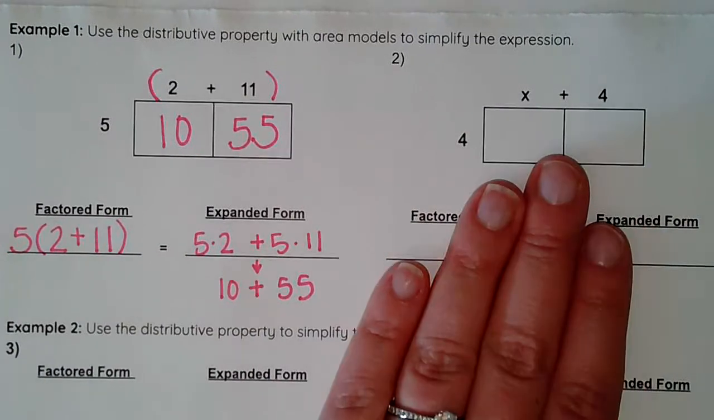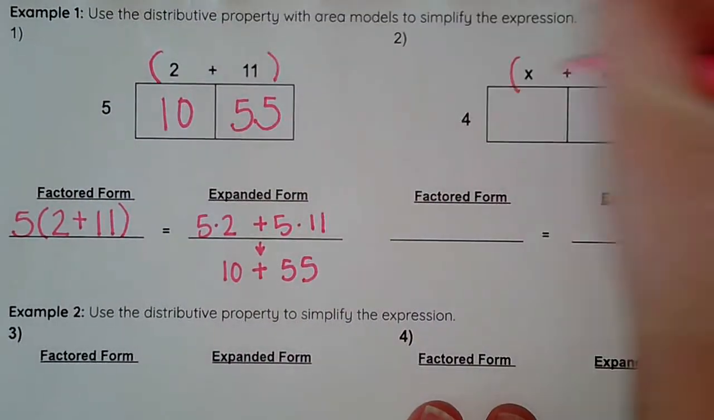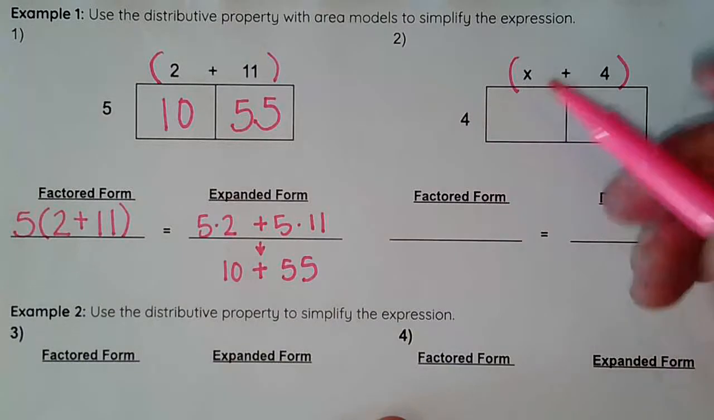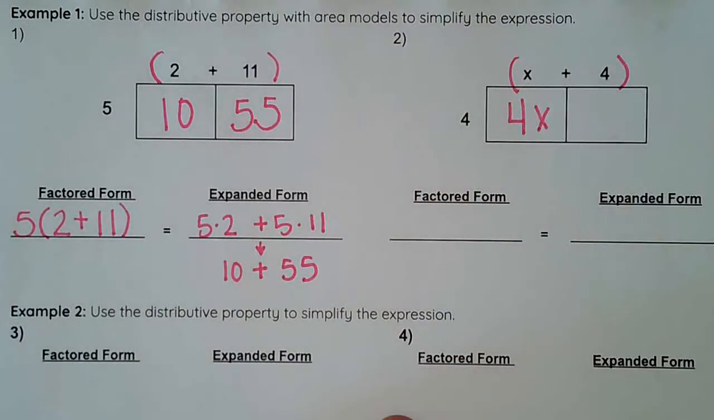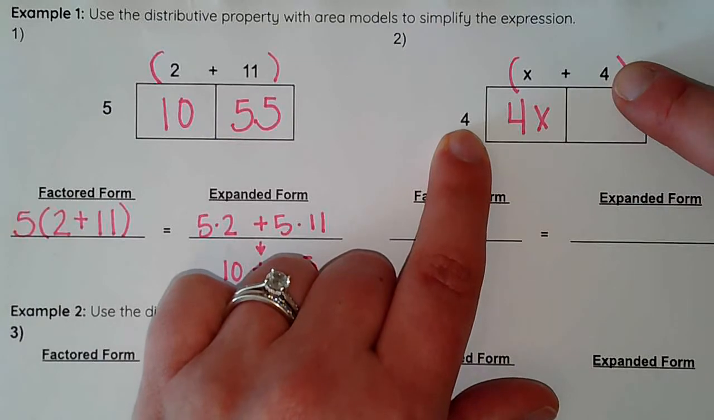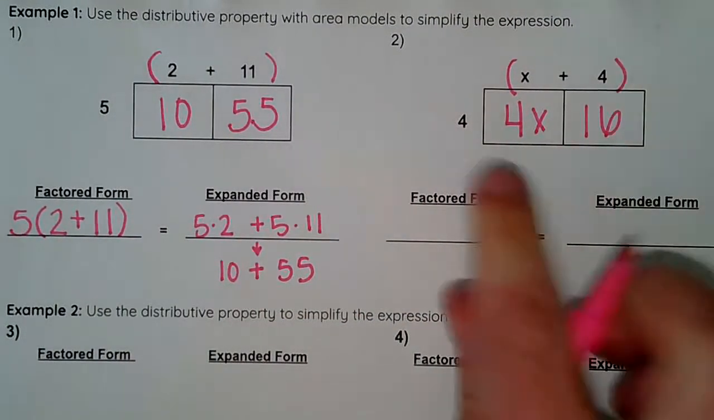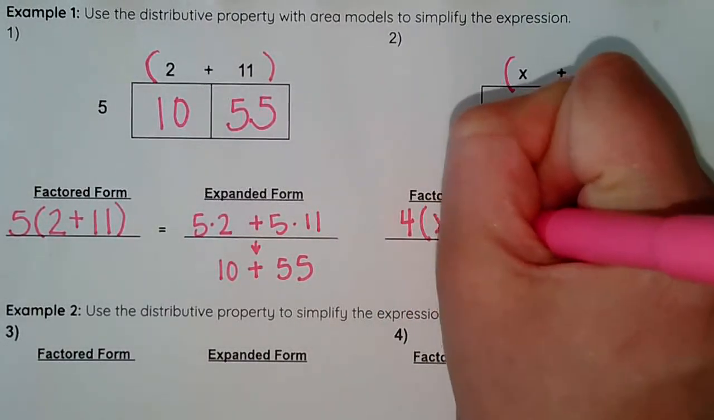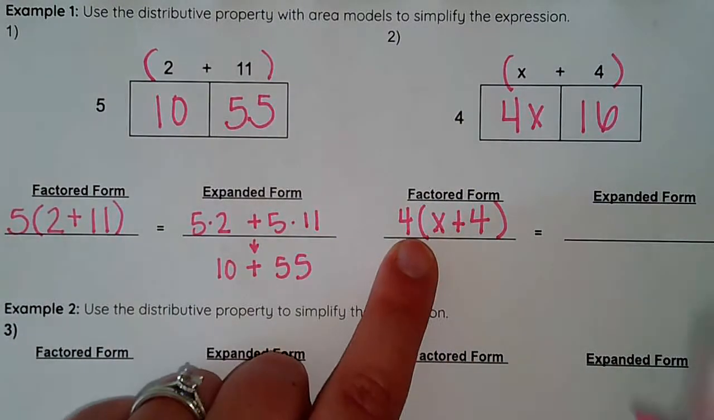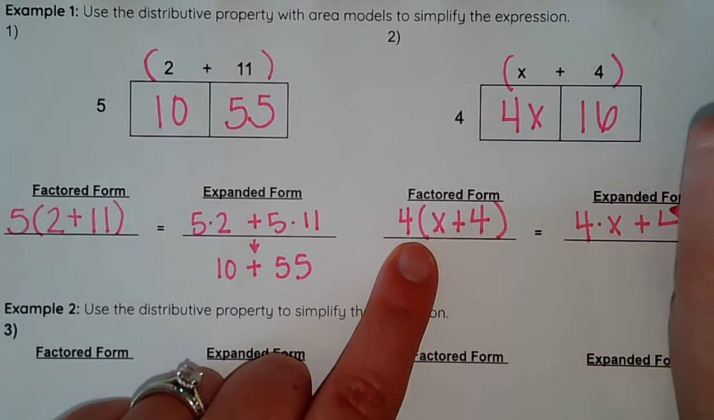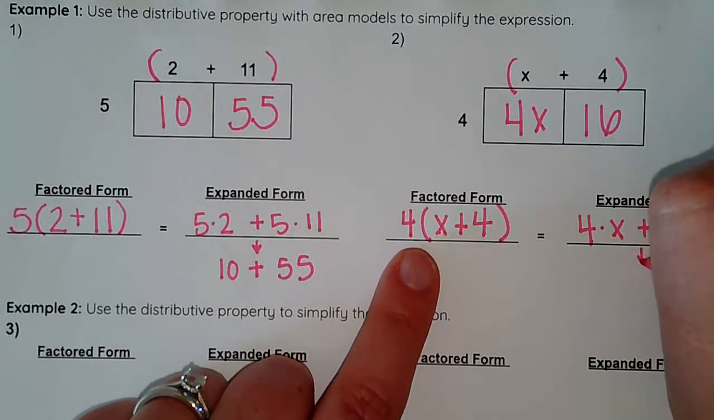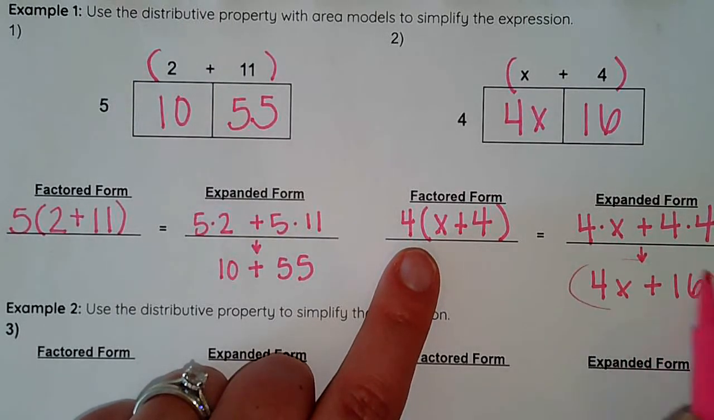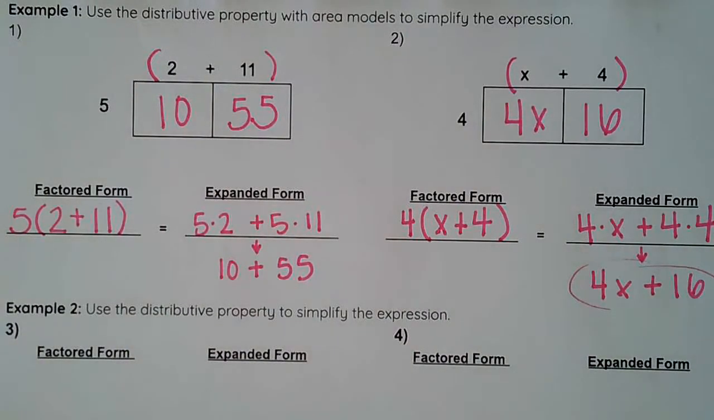Okay, let's try this one here. We've got our parentheses around the top. I'm going to distribute that 4 to that x. 4 times x is 4x. Then I've got 4 times 4. 4 times 4 is 16. My factored form is with the 4 outside, x plus 4. When I expand that out, I've got 4 times x plus 4 times 4. Now I simplify that to say 4x plus 16. So this is my simplified version of my expanded form.